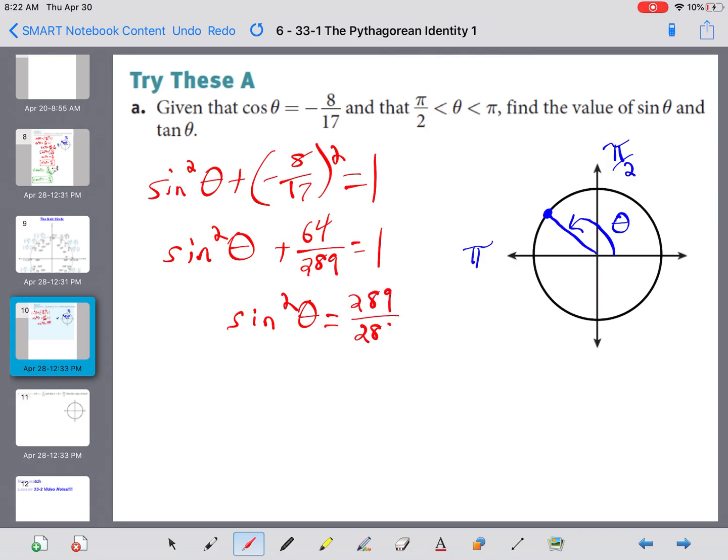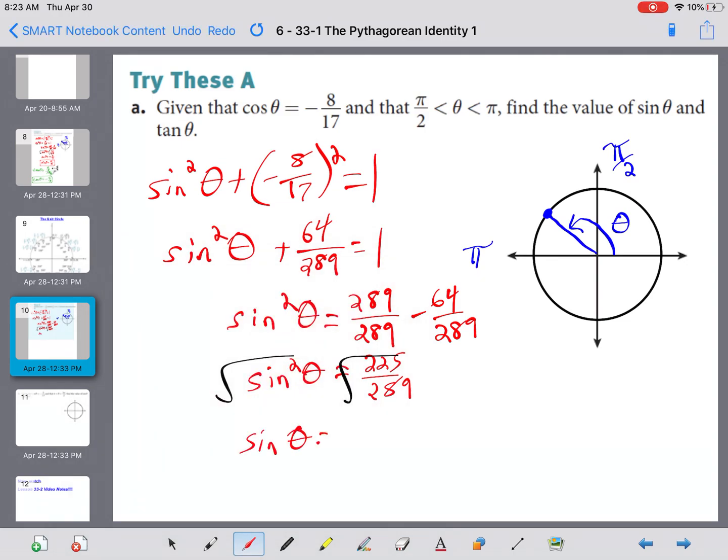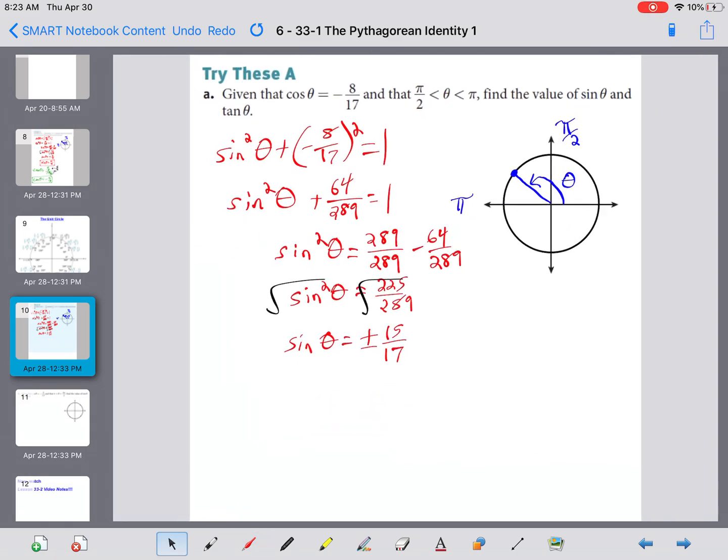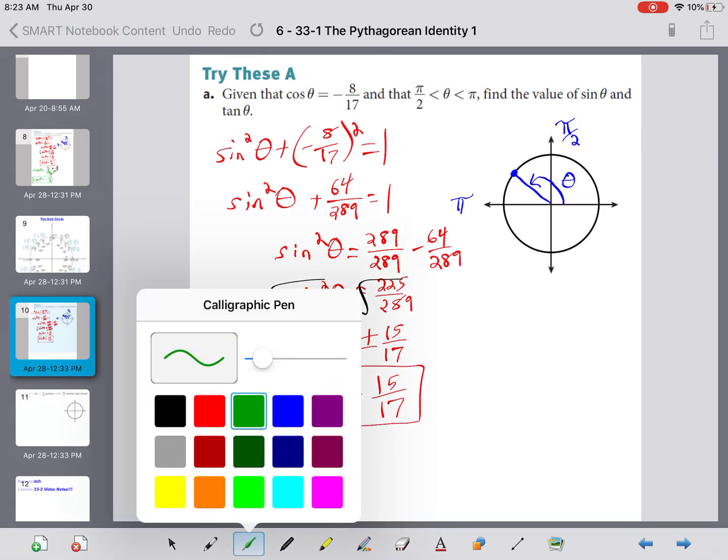Give them common denominators: 289 over 289 minus 64 over 289. So I get a sine squared value of 225 over 289, right? Now I square root both sides. Sine of theta equals plus or minus 15 over 17, right? So now I have to think about which quadrant theta is in and whether I want the positive or the negative. And kind of like the last one, it's in quadrant 2, so the sine value is positive. So 15 over 17 is my sine ratio.